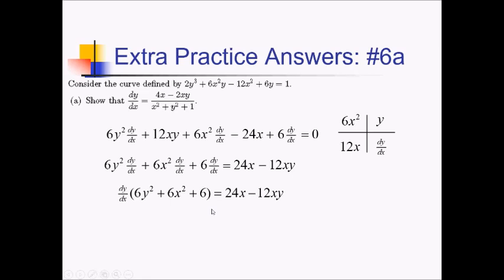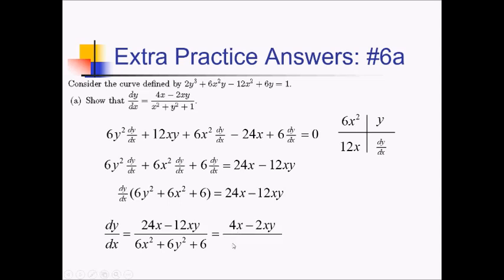Now, when I do that, I end up with this, which clearly does not match this. But the reason for that is that I can reduce all of this by 6. So reducing the numerator by 6, I've got 4x minus 2xy downstairs, and you'll notice I switched the positions of the x and the y here. I've got now x squared plus y squared plus 1. And that matches what we have up here exactly, so I've done what they asked.